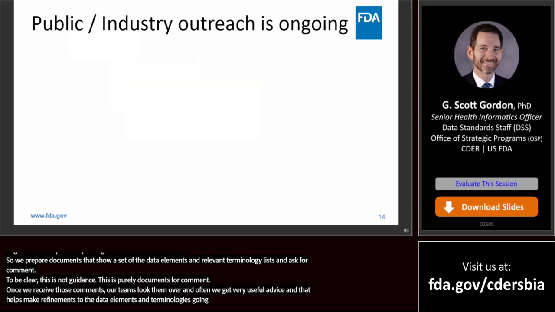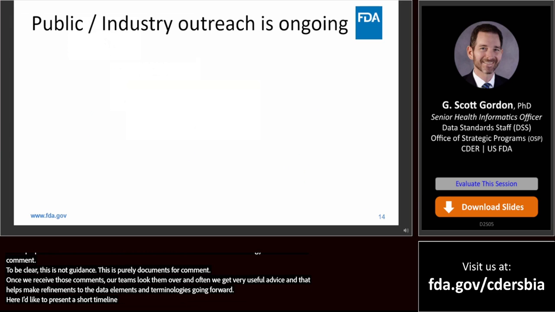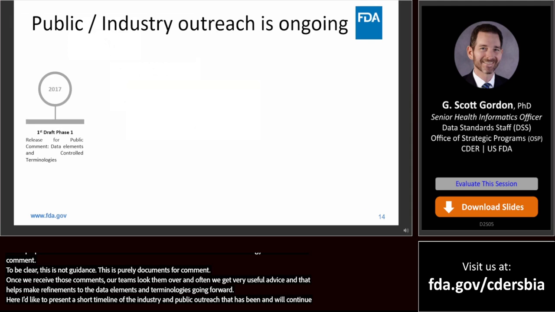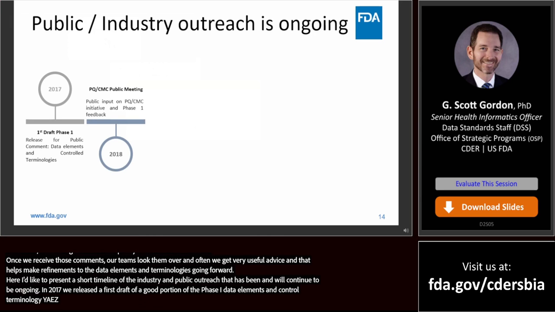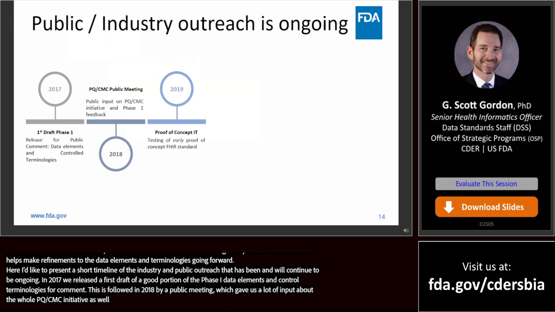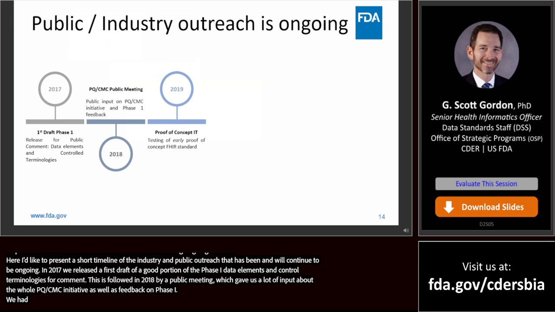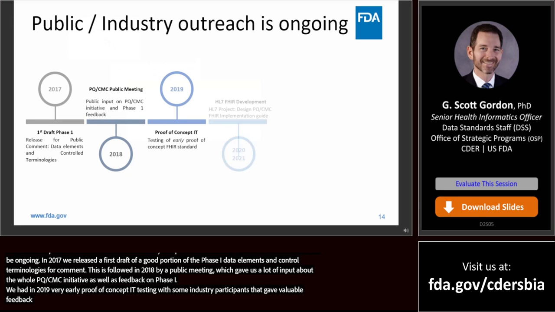And here I'd just like to present a short timeline of the industry and public outreach that has been and will continue to be ongoing. So in 2017, we released a first draft of a good portion of the phase 1 data elements and control terminologies for comment. This was followed in 2018 by a public meeting, which gave us a lot of input about the whole PQ/CMC initiative, as well as additional feedback on phase 1. We had in 2019 a very early proof of concept IT testing with some industry participants that gave some valuable feedback at a very technical level.